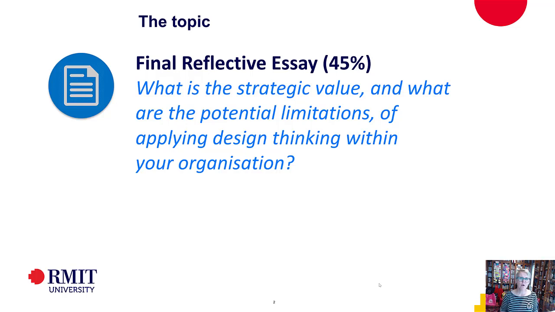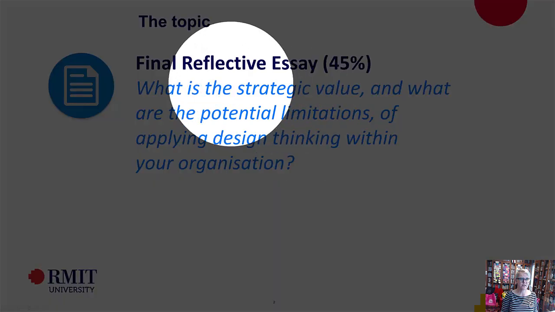So the topic for the assignment is on your screen. This is the most significant single piece of work that you will be doing. Basically, you are asked to reflect on the ways that you might use design thinking strategically in your business. So the question specifically is, what is the strategic value and what are the potential limitations of applying design thinking within your organization? Now, it's pretty important to think about the words of this.